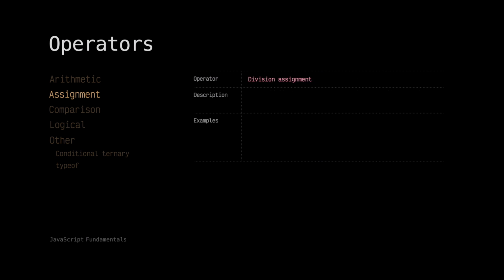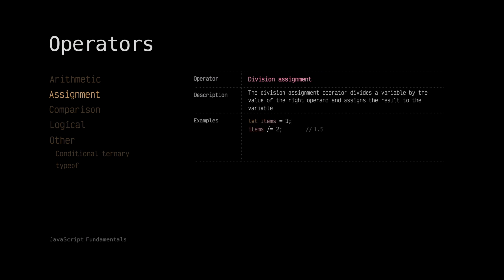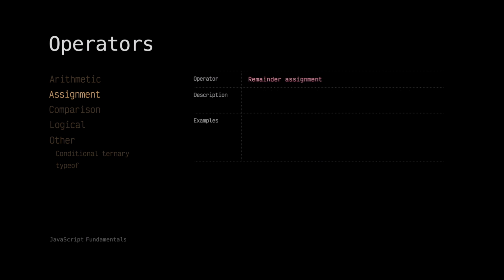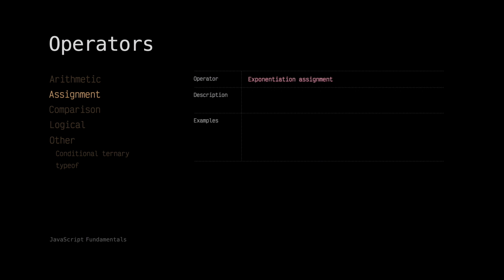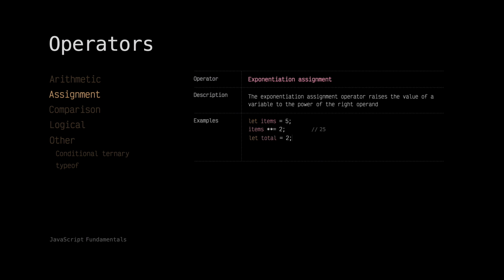Division assignment. The division assignment operator divides a variable by the value of the right operand and assigns the result to the variable. Remainder assignment. The remainder assignment operator divides a variable by the value of the right operand and assigns the remainder to the variable. Exponentiation assignment. The exponentiation assignment operator raises the value of the variable to the power of the right operand.